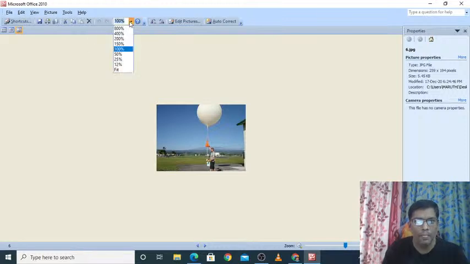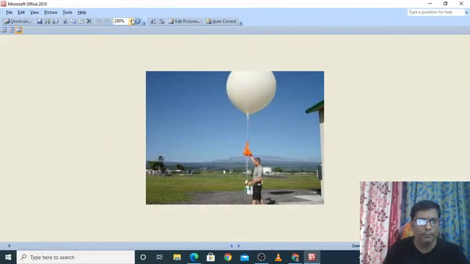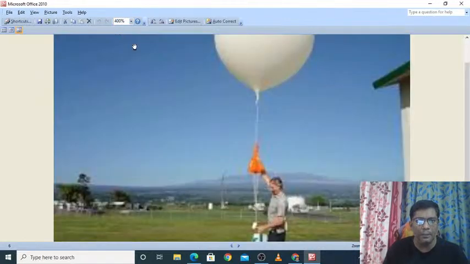See here, this is a helium filled balloon. Is it visible to all of you? It is a helium filled balloon.